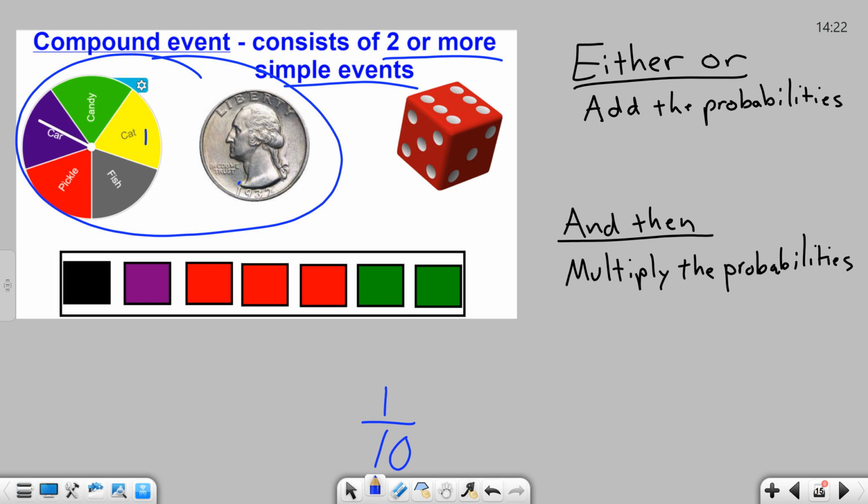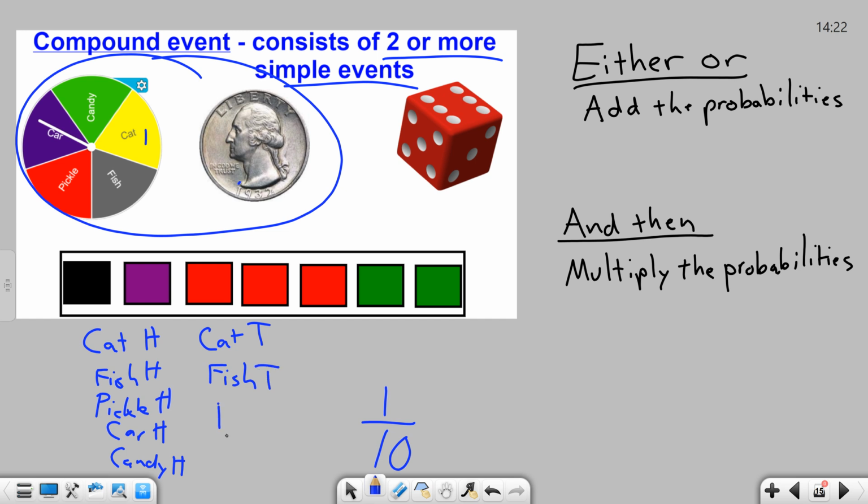I'm also going to make for you an organized list. So if I made the organized list of all those, you could get cat heads, you could get fish heads, you could get pickle heads, you could get car heads, you can get candy heads, or you can get all those same things, cat but tails, fish but tails, pickle but tails, car but tails, and candy but tails. And remember what we wanted to get is cat and tails. There's only one way to win out of 10 possible outcomes.